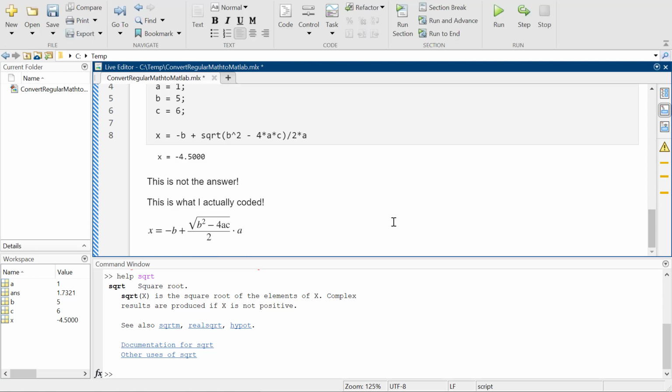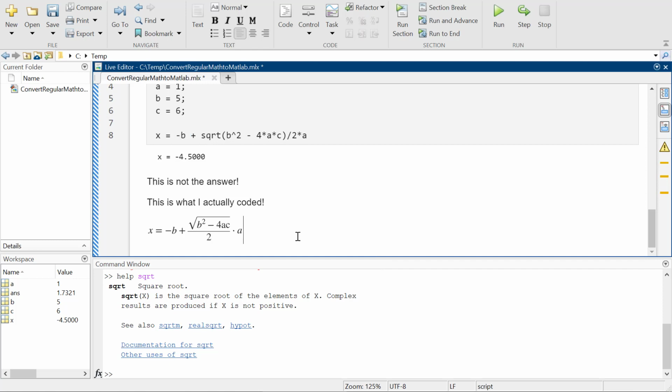Okay? So look at this and look at this, and do you see why this is this and not what we want it to be? Essentially, thinking about order of operations, it's doing the square root, then it's dividing by 2, then it's multiplying by a, and then it's adding the negative b in there.